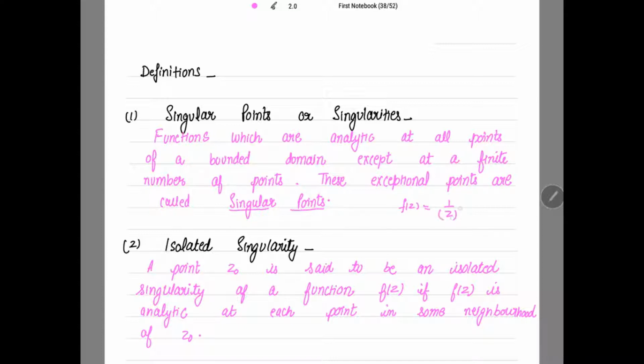If I say my function is 1 over z into z minus 1, now what are the singular points? Very good. z equal to 0 and z equal to 1. These are the singularities of the function 1 over z into z minus 1.